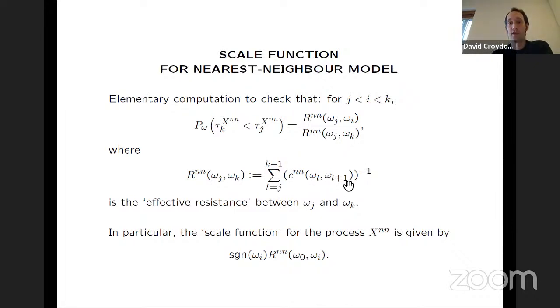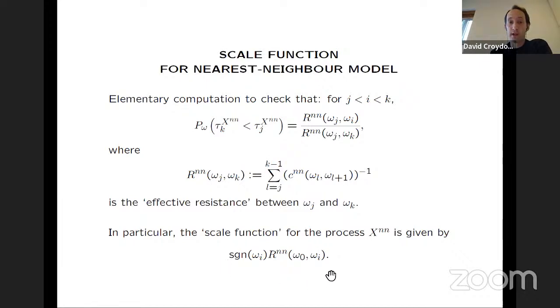computed according to the series law. Of course, if we have these as our edge conductances, 1 over them is our edge resistances, and the series law tells us we should just add these up from site to site to give us the effective resistance from the endpoint to the endpoint of an interval. And like I said, it's just a simple gambler's ruin type problem to check that this is the right formula for this hitting probability.